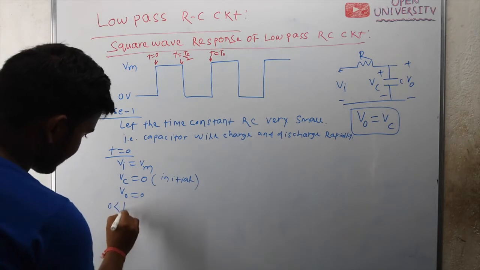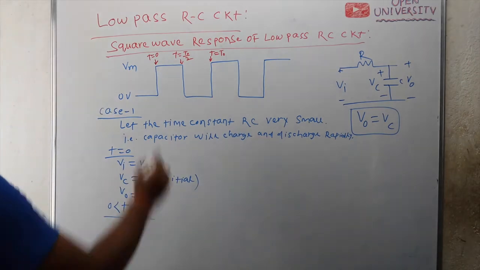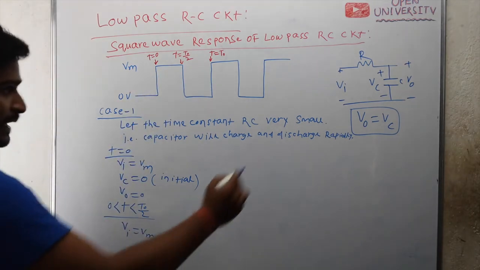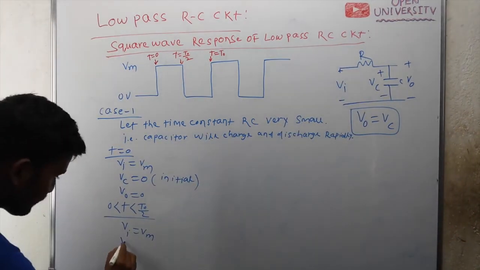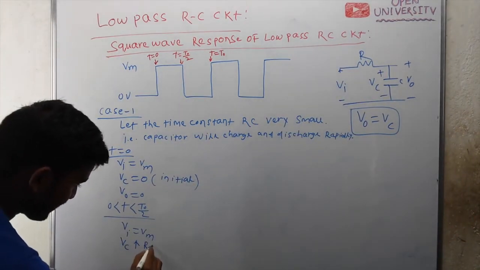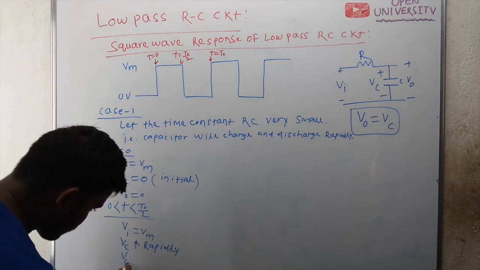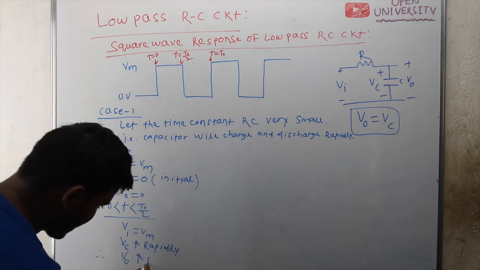So what happens when t is in between 0 to t0 by 2? In this interval, input voltage is Vm. So the capacitor will charge through the resistor very quickly. So Vc increases rapidly, and hence V0 also increases rapidly.